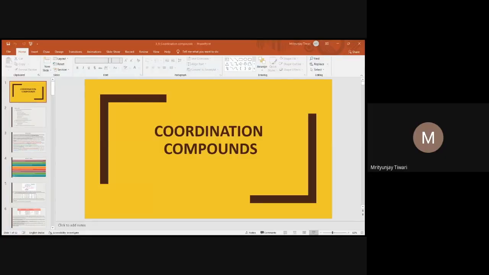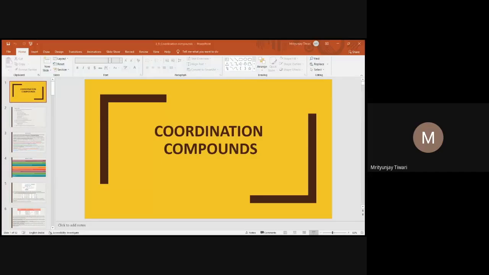So good evening, students. Today we are going to start a new chapter, coordination compounds. In this chapter, we will mostly be studying coordination compounds. From the name itself, it is clear that this compound will contain some coordination bonds. If you remember, we have studied it in chemical bonding. Three types of bonds mostly we have seen: ionic bond, covalent bond, and the coordination bond.